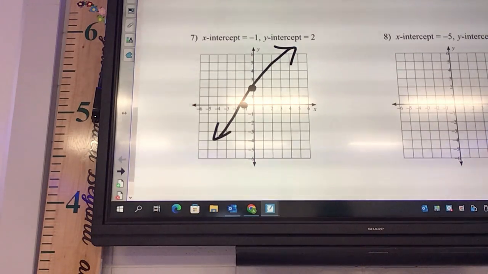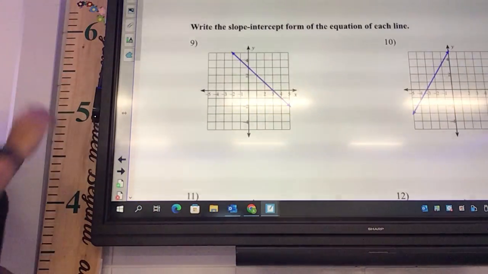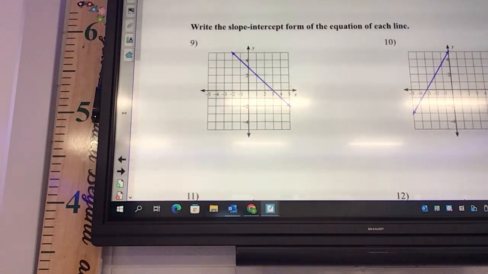Okay, look at number 9. The first page was pretty easy. We did all those yesterday, and most of you did really, really good on those. The back page is where we start getting some struggles, and that's okay. Graphing sucks, okay?